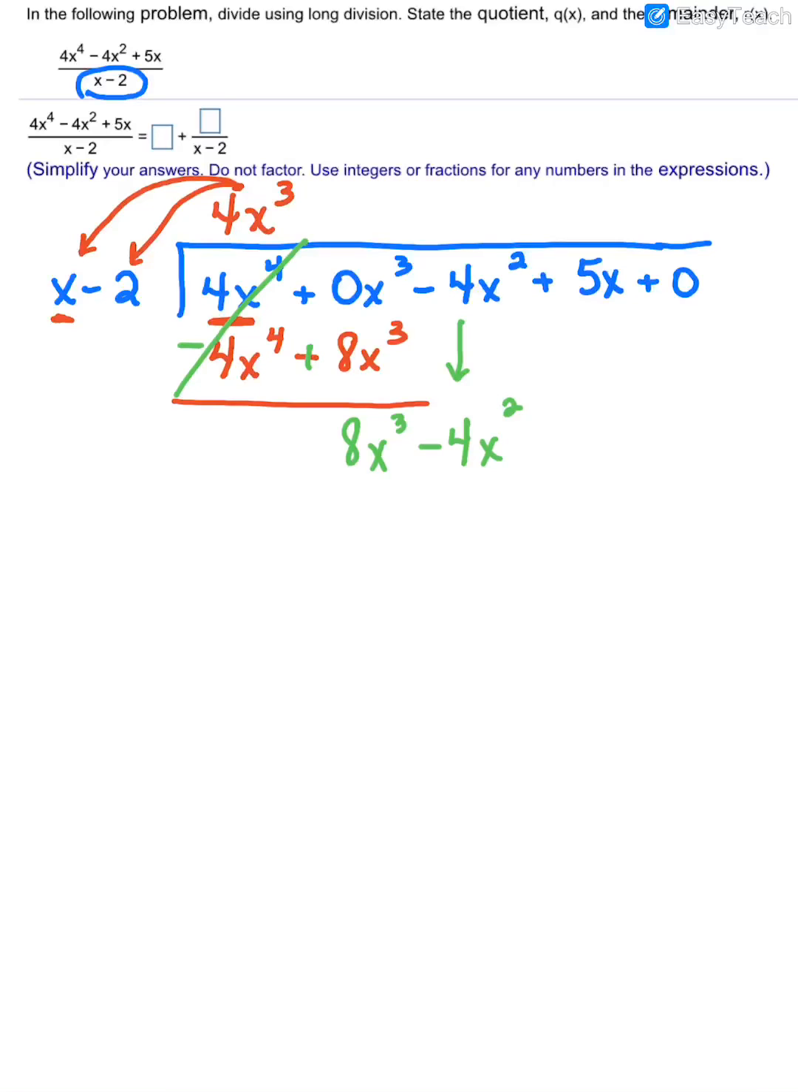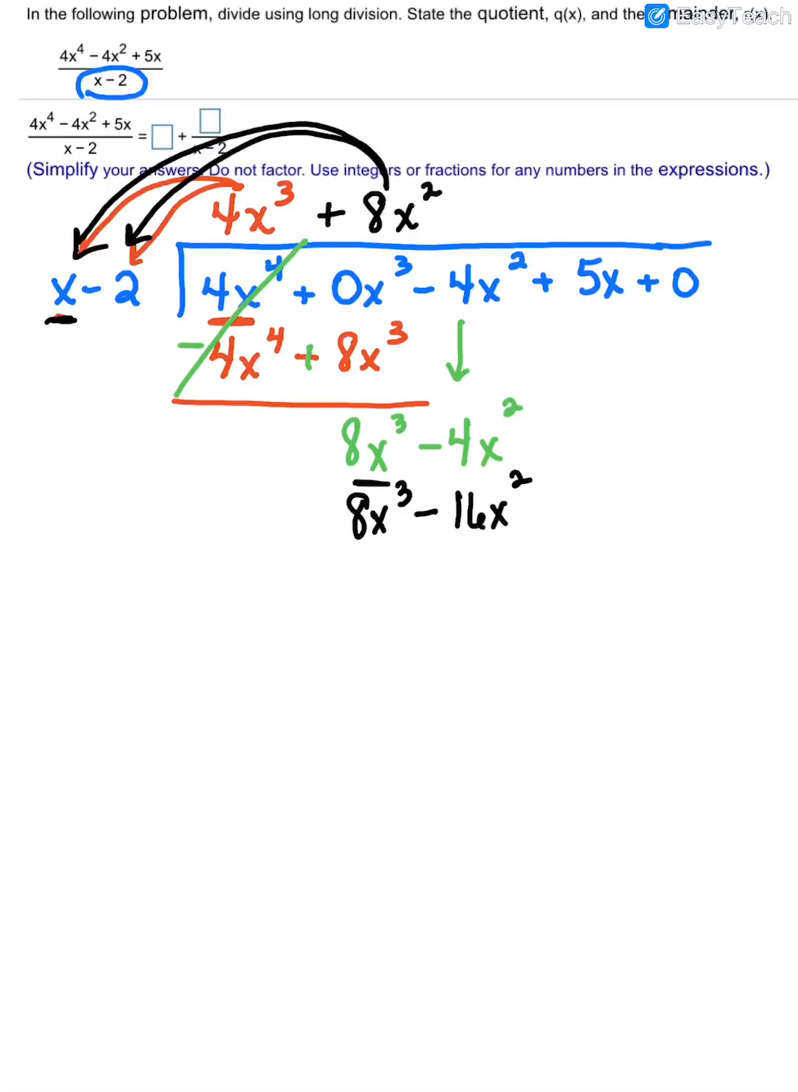And again, we are only going to focus on the leading term of the divisor and the leading term of what we're trying to divide it into. So you're going to ask yourself, x times what would give you 8x to the third? And in this case, we would need a coefficient of 8 and then an x squared. And now we'll multiply that by both terms of the divisor. So 8x squared times x is 8x cubed. And then minus 2 times 8x squared would be a 16x squared.